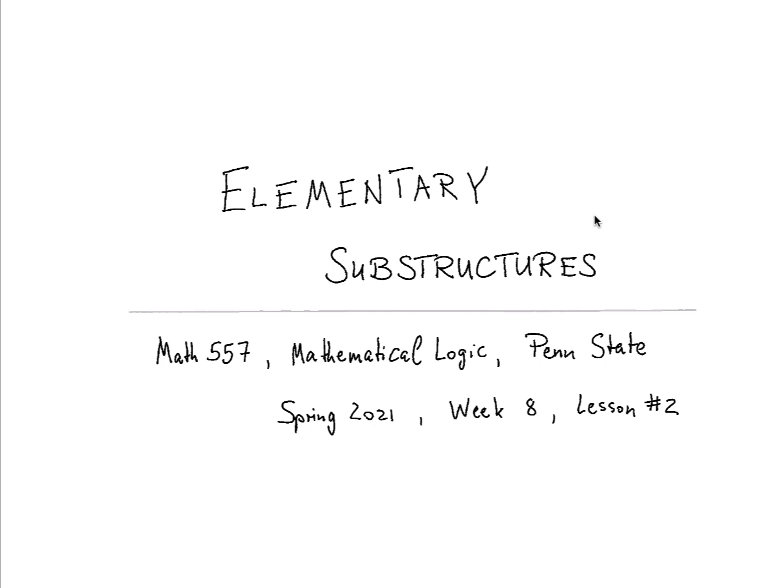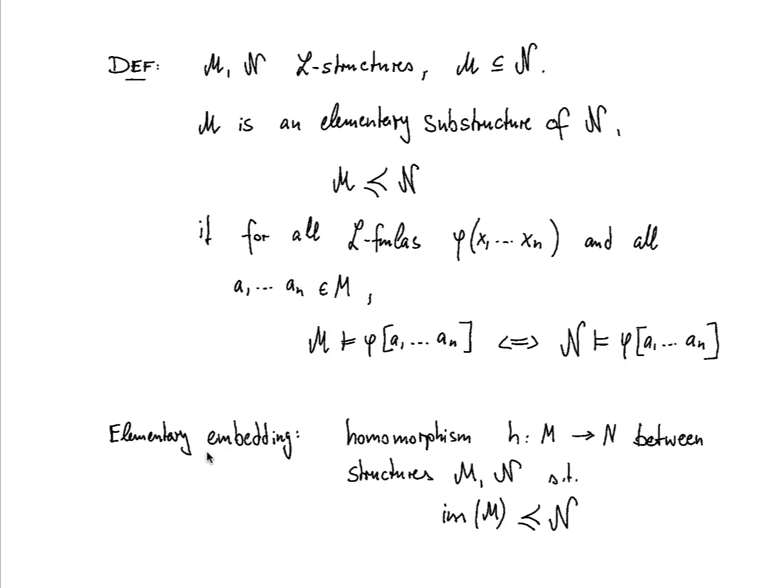In the previous lesson, we studied elementary equivalence, which meant that two structures satisfy the same sentences. In this lecture, we're going to look at elementary substructures, which is the third, next to elementary equivalence and isomorphism, the third major relation between structures that is studied in model theory. We start with a definition right away.